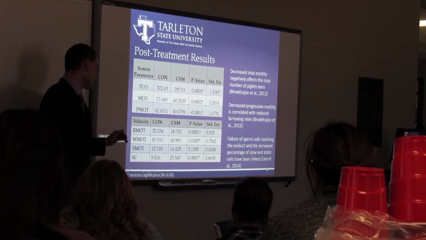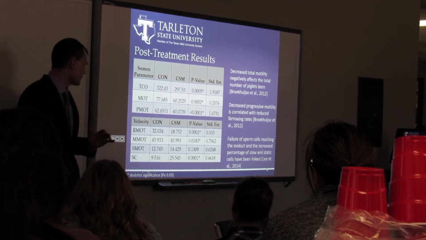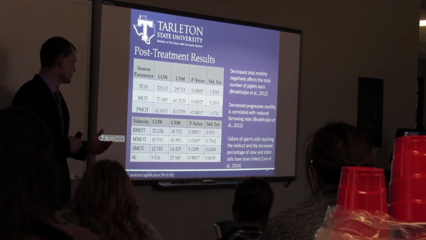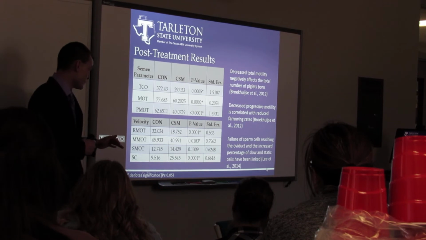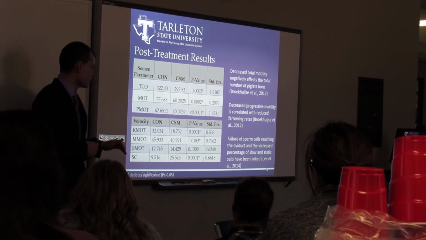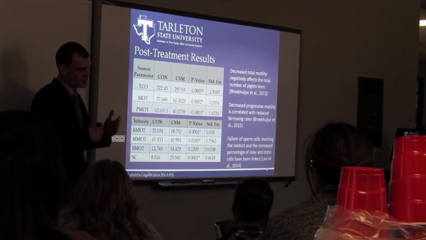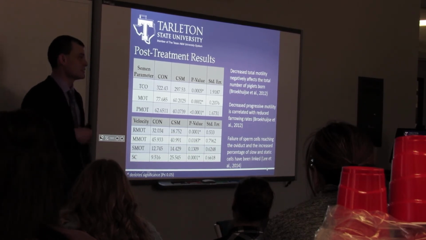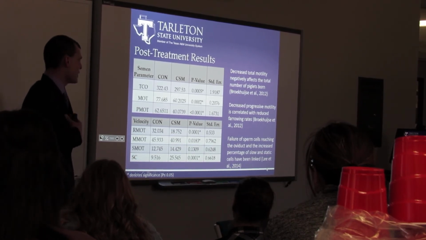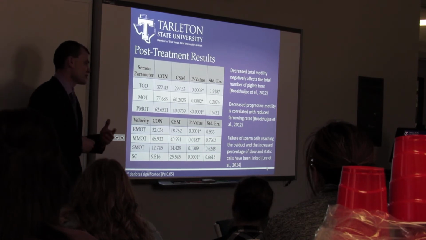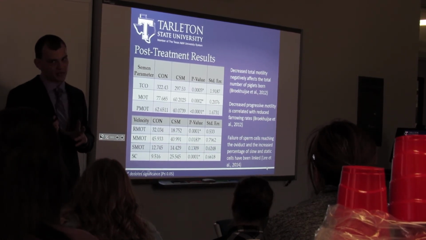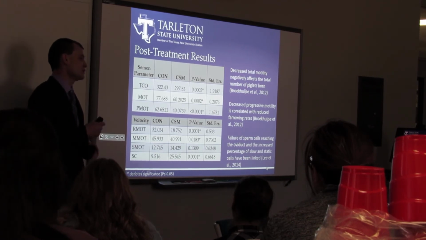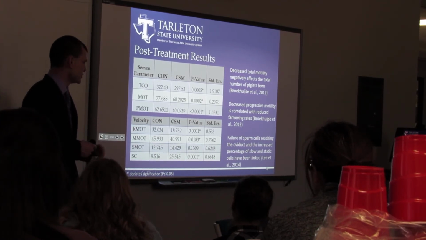In our velocity distributions, we saw a significant difference in our cells exhibiting rapid motility and medium motility. We did not observe, again, a significant difference in our slow-moving cells. However, we attribute the majority of that to the rapid and dramatic increase in static cells that we observed. And an increased percentage of slow-moving cells or static cells has been correlated with the failure of sperm cells reaching the oviduct to achieve fertilization.